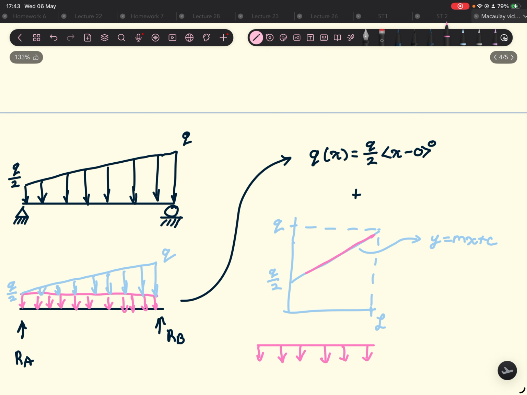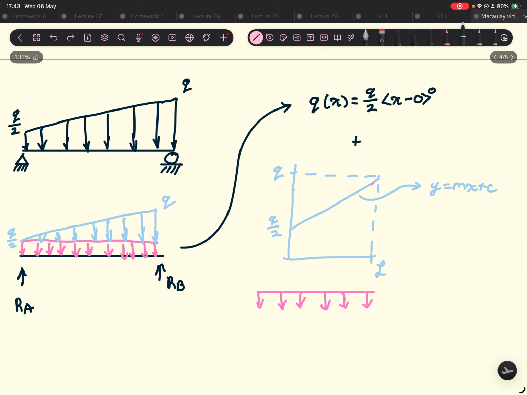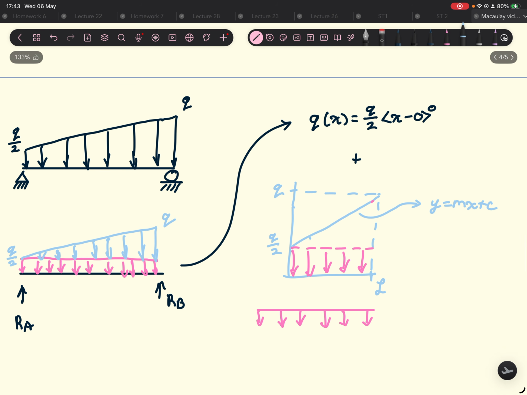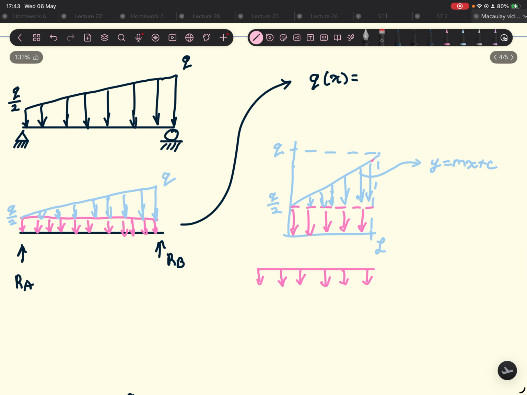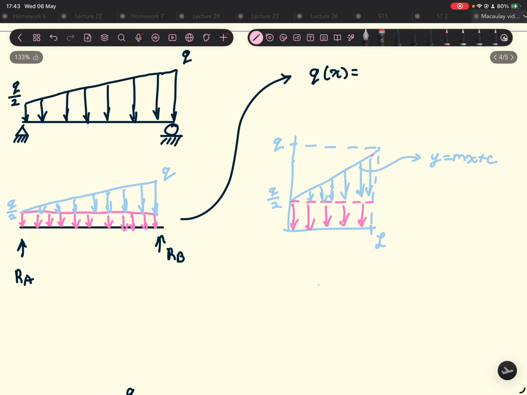Okay, this y is equal to mx plus c graph over here describes the entire distributed load. If you think about it, you have your rectangular portion, let me draw it in pink. You have your rectangular portion here at the bottom, and you have your triangular portion at the top, right? Cool. So forget what I said about adding the two together. We'll just work with this entire equation, right?